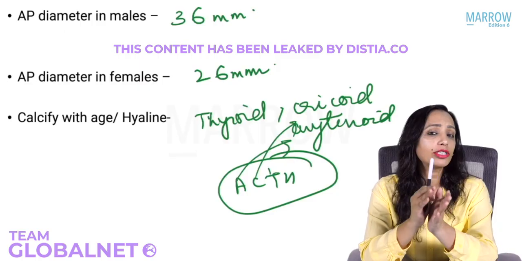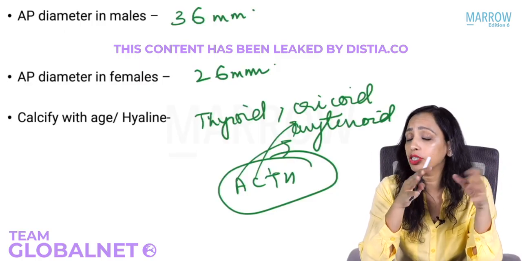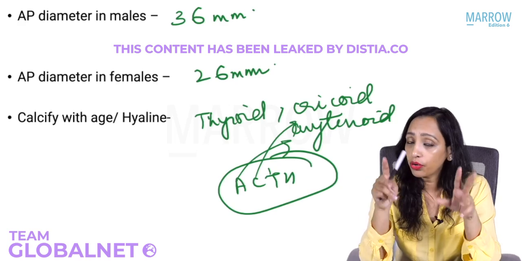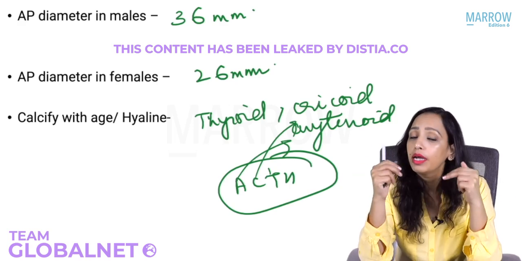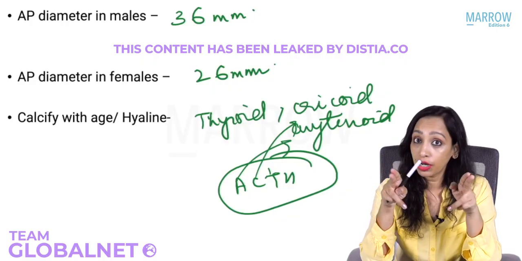Which is the only intrinsic muscle of the larynx lying outside? Cricothyroid. Which is the only unpaired muscle of the larynx? Interarytenoid. Only intrinsic muscle with dual nerve supply? Interarytenoid. Which is the only abductor of the larynx? Posterior cricoarytenoid.